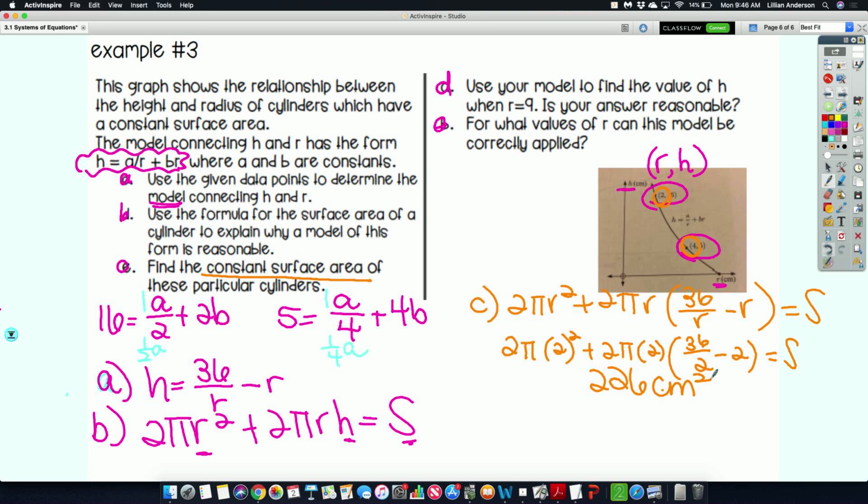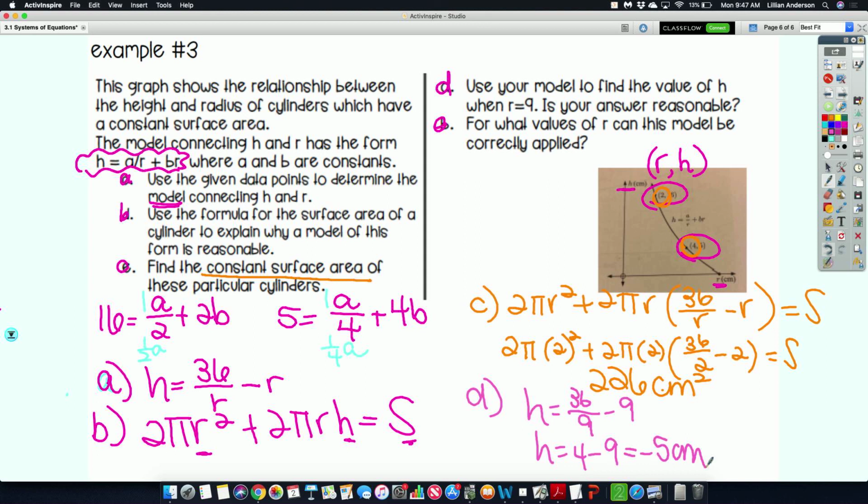Yeah? Okay. So when I look at part D, it says to use your model to find the value of H when R is 9. And of course, is your answer reasonable? How do I find the value of H? Plug in the R, which is 9, into what? A, the H thing. So this becomes 36 over 9 minus 9. What's 36 divided by 9? 4. So this is basically 4 minus 9. What's 4 minus 9? Negative 5. So this is negative 5 centimeters.